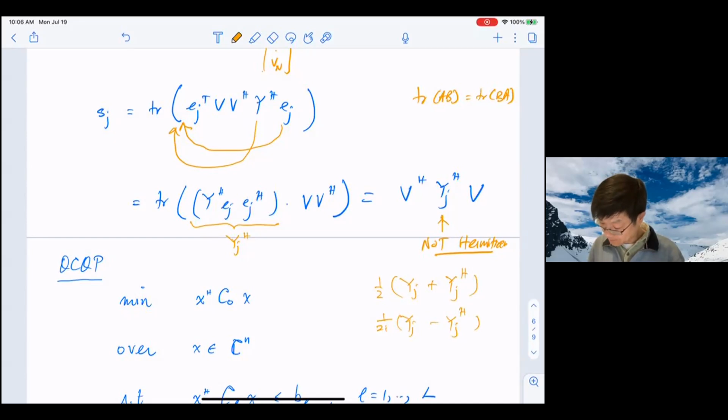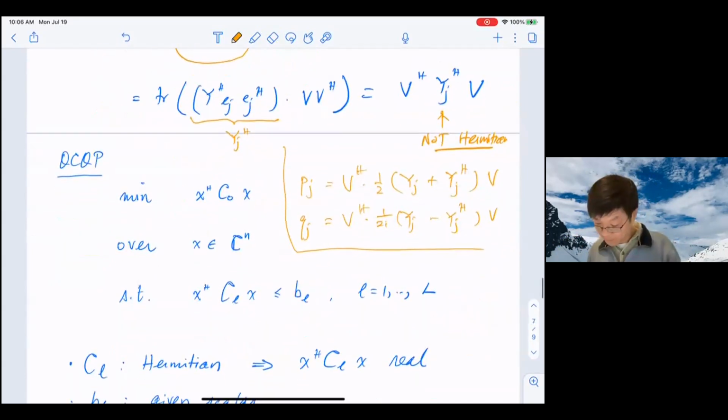Basically, if you take the Hermitian form using these matrices, this will be the real part of Sj, and this is the imaginary part of Sj. And therefore, you can put everything in terms of these Hermitian components of Yj into the form that we are familiar with, into the QCQP, where all the matrices C0 and C1 to CL are Hermitian. So they are Hermitian, but they are not positive semi-definite. And therefore, we get a standard form QCQP, but that is non-convex.